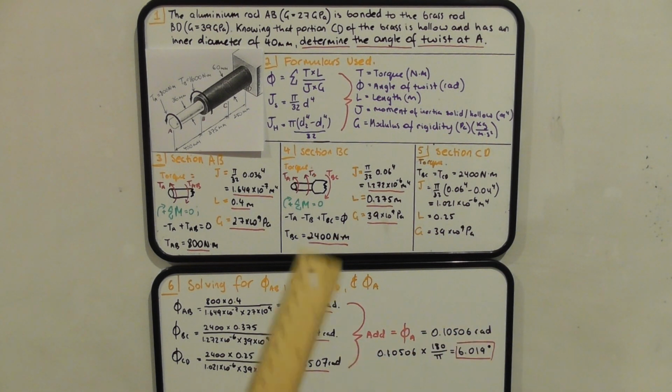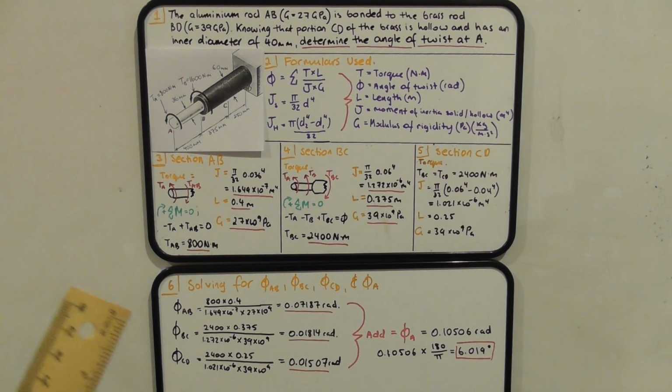0.10506 radians. However, for ease of reading, if we want to figure out how many degrees that is, we simply multiply that total value by 180 divided by pi to get degrees.